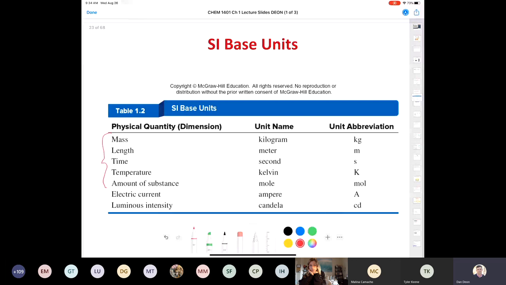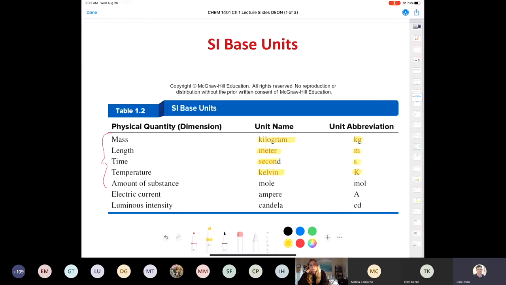The base unit for mass is the kilogram, which is abbreviated kg. The base unit for length is the meter. It's lowercase m. For time it is the second. I'm sure you're all aware of that one. For temperature, some of you may or may not have heard of Kelvin, the Kelvin scale, and we'll talk about that this morning. And we use the capital or uppercase K for that. And for an amount of substance, we use the mole.